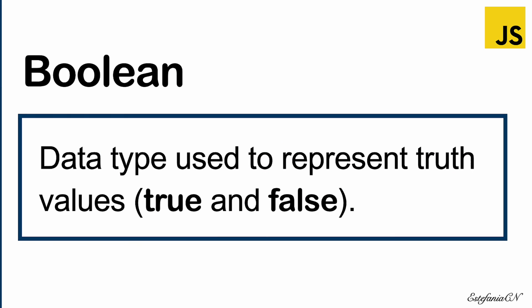And then we find Boolean. This is our third data type. This is also used very frequently. Boolean is a data type used to represent truth values. Truth values are the values true and false. These values are the foundation of logic. And logic is the foundation of computing, so they are essential for programming.